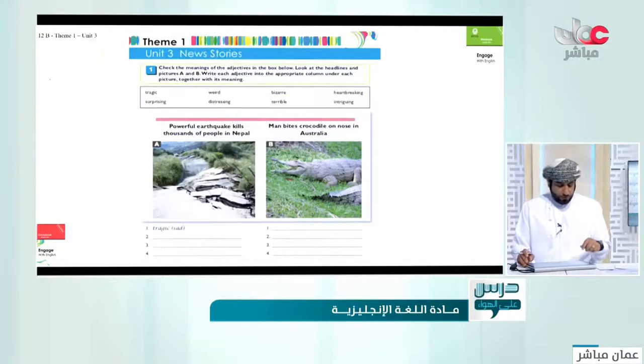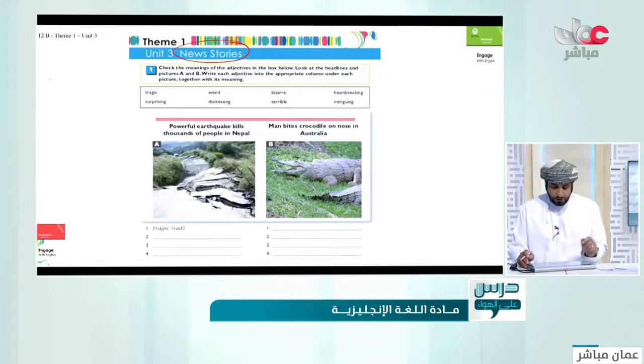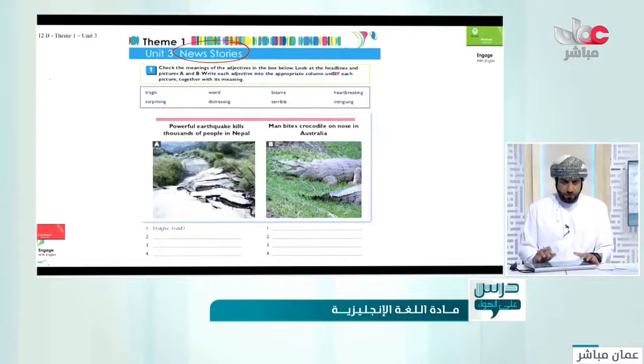but later on. So if we move to Unit 3, if you open your course book, Unit 3, News Stories. Now we're going to go directly to the book and mention some of these adjectives. So you can see task 1, check the meanings of the adjectives. Of course, you can check them through a dictionary. Look at the headlines in pictures A and B. So we have 2 headlines. We do have 2 pictures, A and B. We write each adjective into the appropriate column under each picture together with its meaning. So we have 2 headlines and we have 8 adjectives. We have to list these adjectives under the headlines. Anyway, what we are going to do before that, we have to mention that all these 8 words are what?